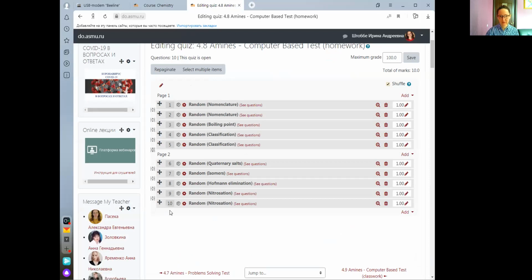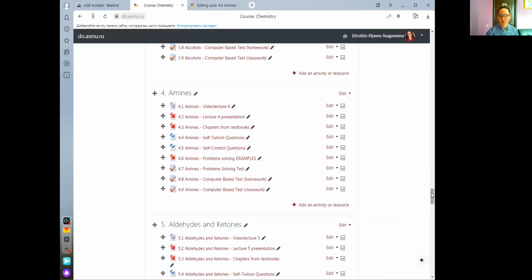From our given 10 questions, we have two questions about nomenclature of amines, one question about boiling point, two questions about classification of amines, primary, tertiary, or secondary, one question about quaternary salts, one question about isomers of amines, one question about Hoffman elimination, and two questions about neutralization. Let's discuss all these types. And first, nomenclature of amines.